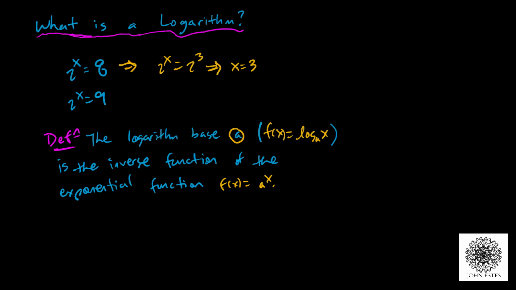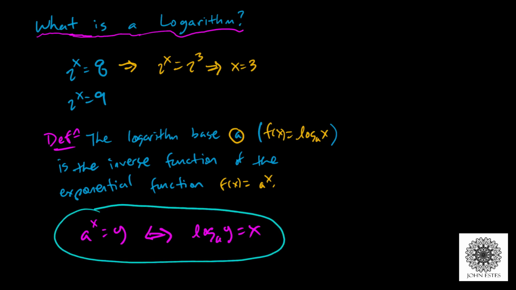So in other words, these things undo each other, and an easy way to remember that is that a to the x power equals y if and only if log base a of y equals x. Okay, and that is the key relationship. This is what you need to memorize. a to the x equals y implies that log base a of y equals x, and vice versa.